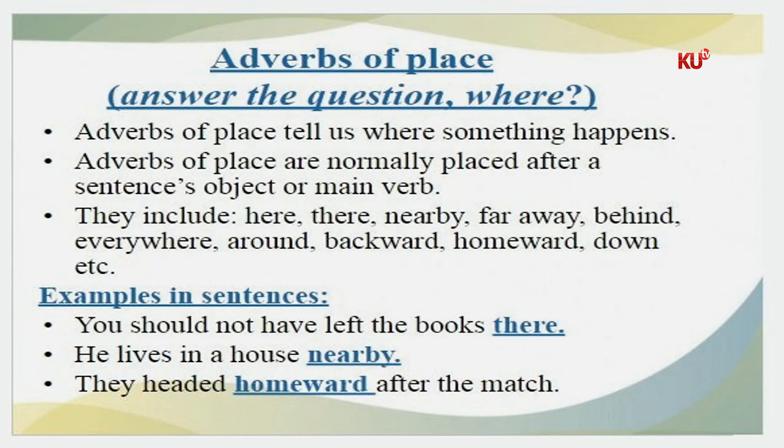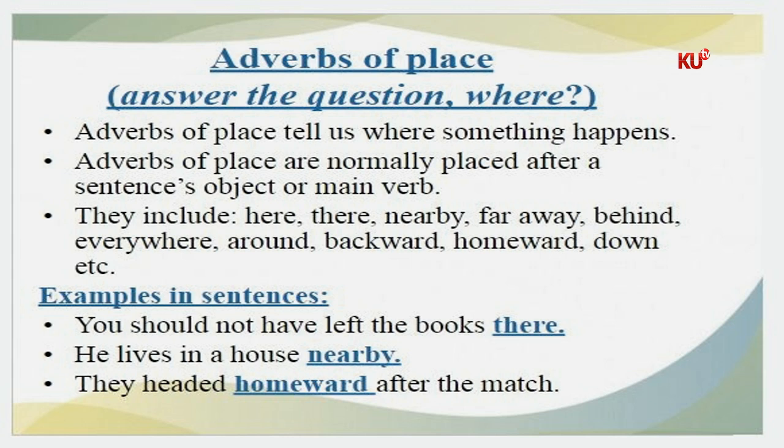Examples of adverbs of place include here. We can see that adverbs of place tell us where something happens. Adverbs of place are normally placed after a sentence, object, or main verb. The examples include here, there, nearby, far away, behind, everywhere, around, backward, homeward, down, among others.